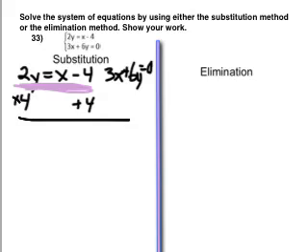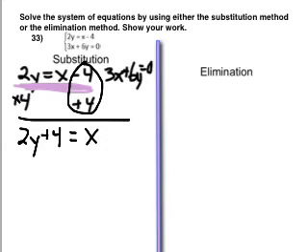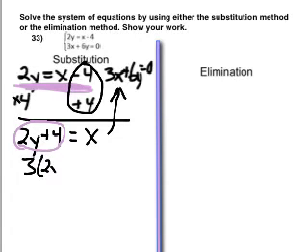On the left-hand side, I can't add that 4 to the 2y, by the way. So I'm going to have 2y plus 4 equals x, because these two 4's cancel each other out. They're opposites. Now I've got something that equals x. I take that x and stick it into the other equation. So this equation is 3 times my new x, 2y plus 4, plus 6y, and that equals 0.